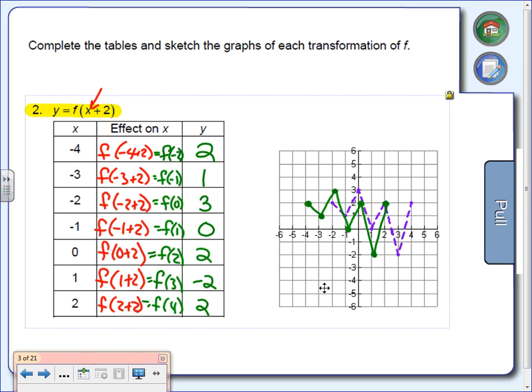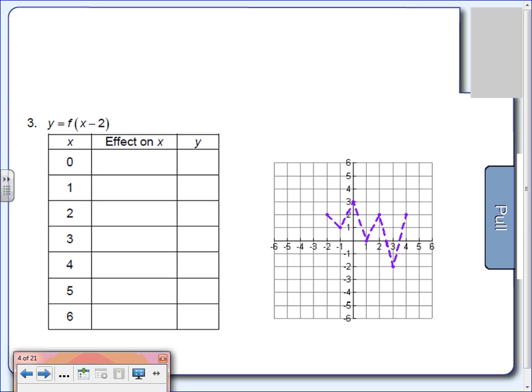So with that said, if you take a look at number 3, you're going to come back and do that one in a minute. But if you had to guess, what do you think is going to happen on this one? It's going to move to the right. How many? 2 units. And what would cause that moving to the right 2 units? The -2. But you'll check to make sure here in a minute. You'll do that one on your own.